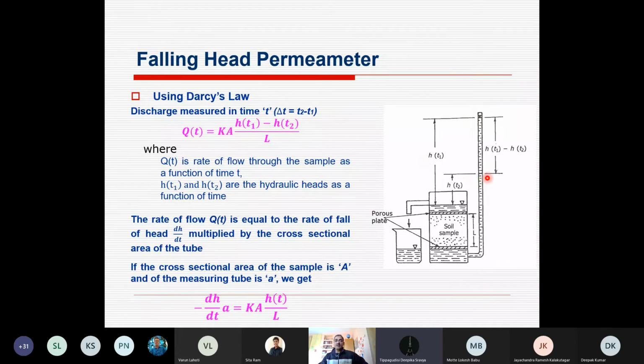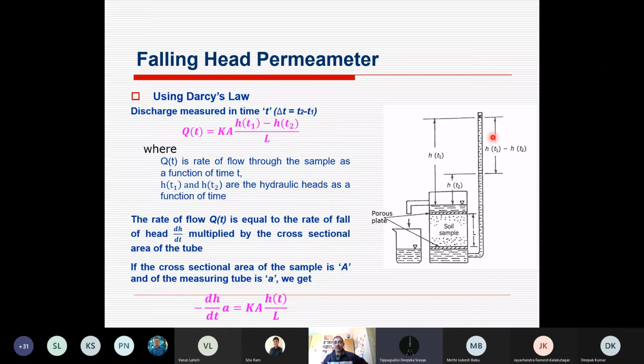So here in this first equation we have prepared, Qt is the rate of flow through the sample as a function of time t, and HT1 and HT2 are the hydraulic heads as a function of time which have created the flow through this saturated soil sample. The rate of flow Qt is simply equal to the rate of fall of water in this supply tube. Yes or no? Means the rate of flow Qt is equal to the rate of fall of head in this supply tube multiplied by the cross section area, because this is the volume of water. Yes or no? Nobody is answering.